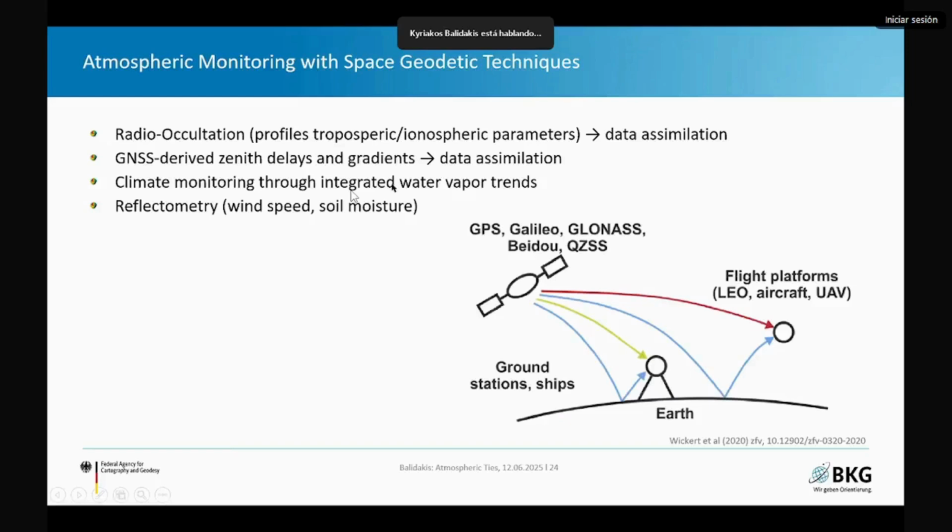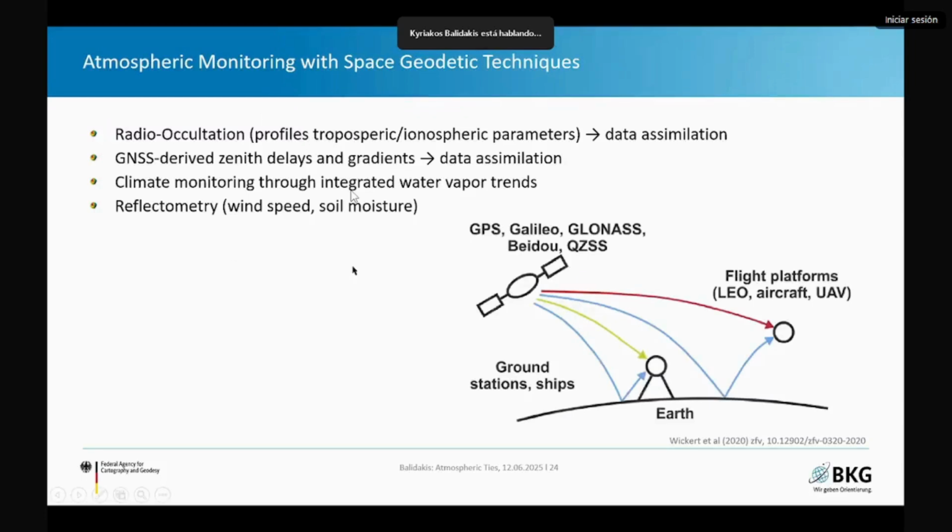So how can all that be used? There is a technique called radio occultation, this red line here. With this, you can derive profiles of, for example, humidity and temperature. This is very important information that ends up in numerical weather models, and it has been a very important observation for decades.